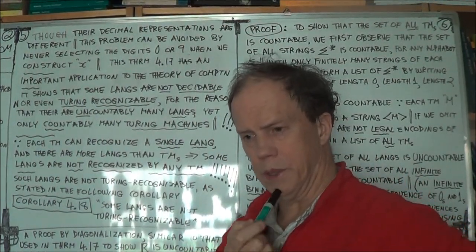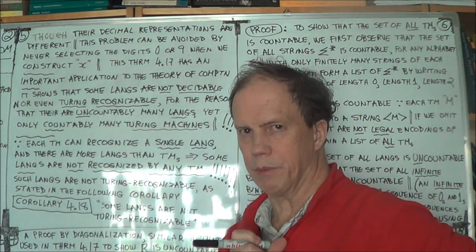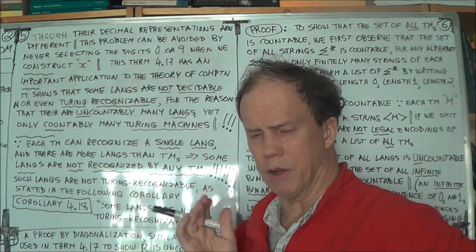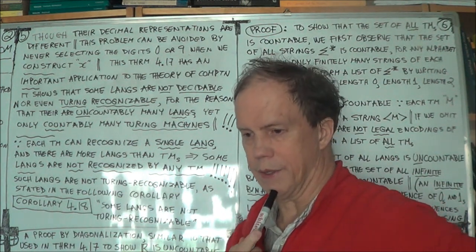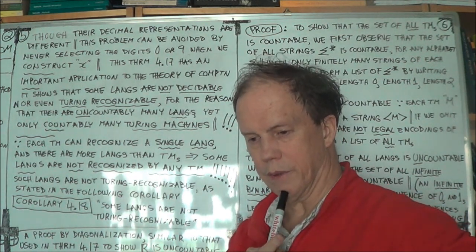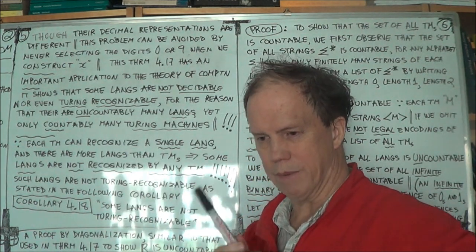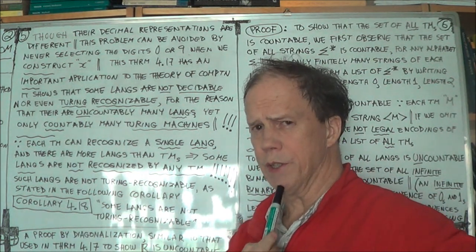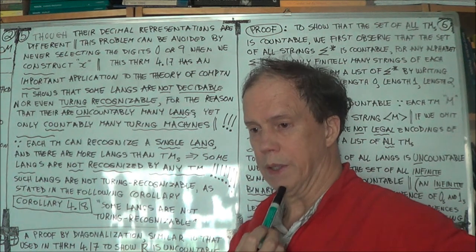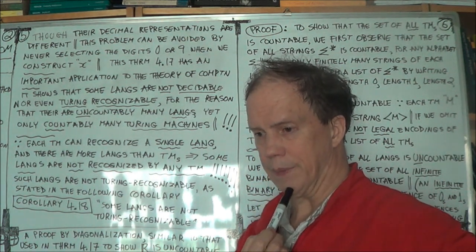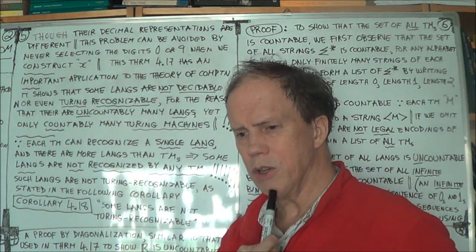Now, in the previous session we proved that the set of reals, big R, is uncountable. In other words, there's no bijection, no correspondence that can be found between big R, the set of reals, and the set of positive integers, the set of natural numbers, the set of countable numbers. Alright? Now, that piece of information is very useful to us, because we're going to use that critical piece of information to show that there are languages that are not decidable and not even Turing recognizable.